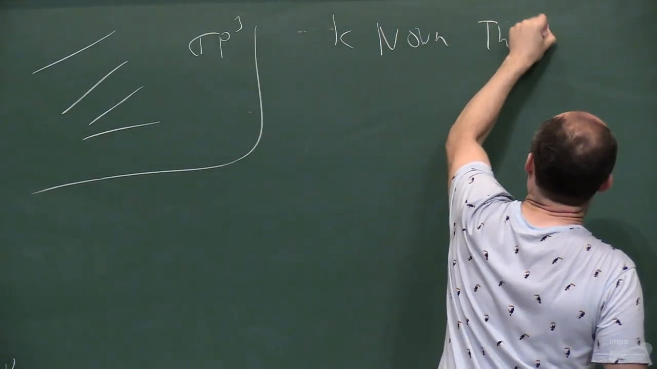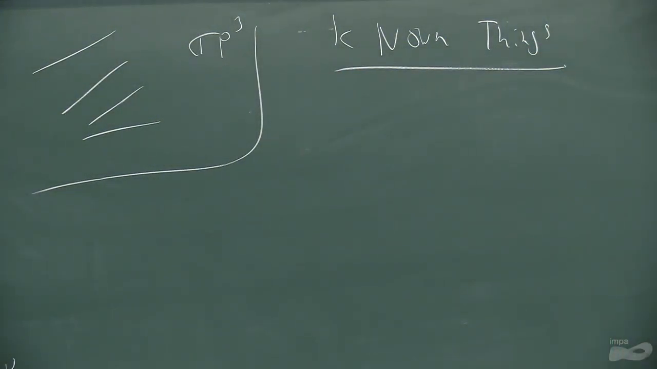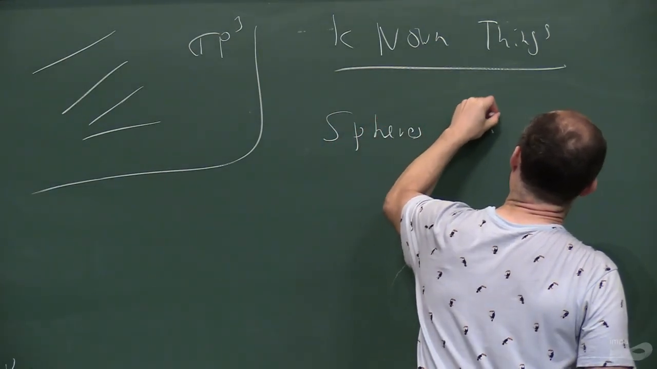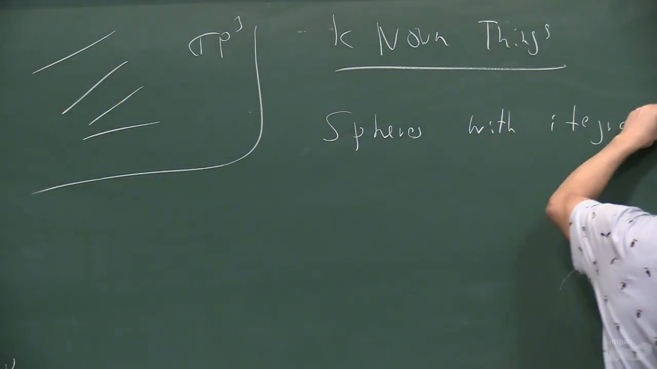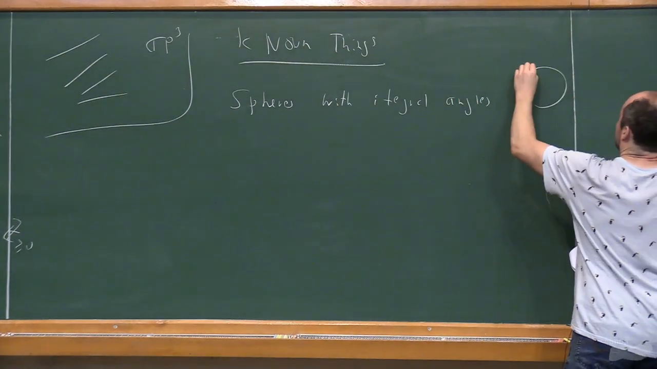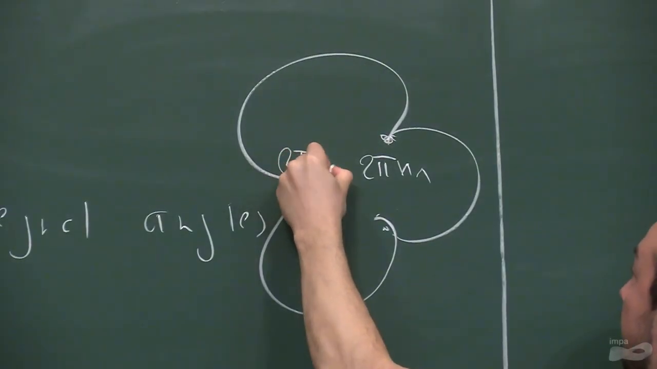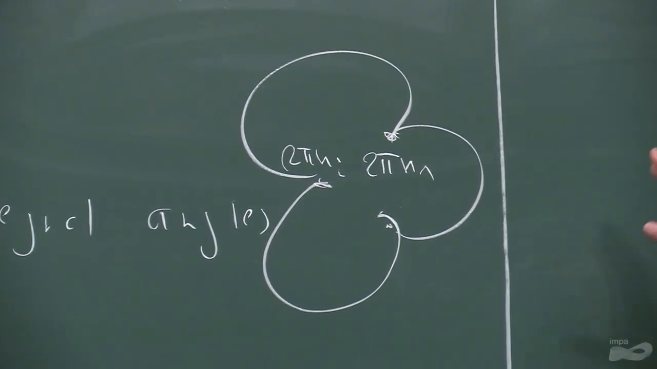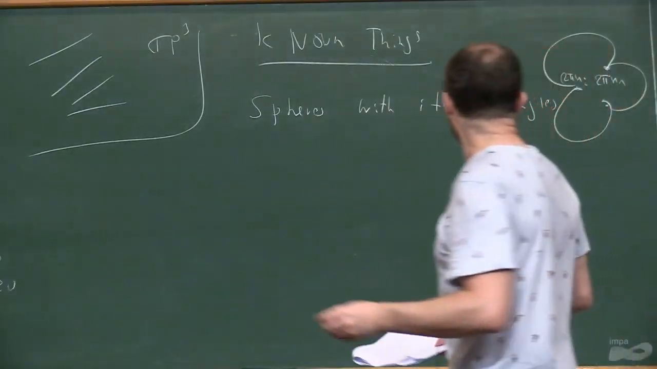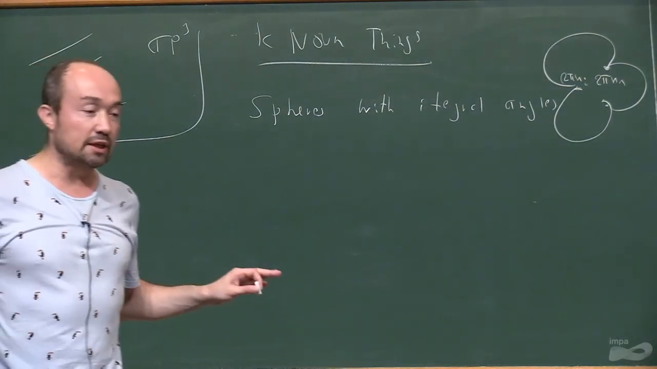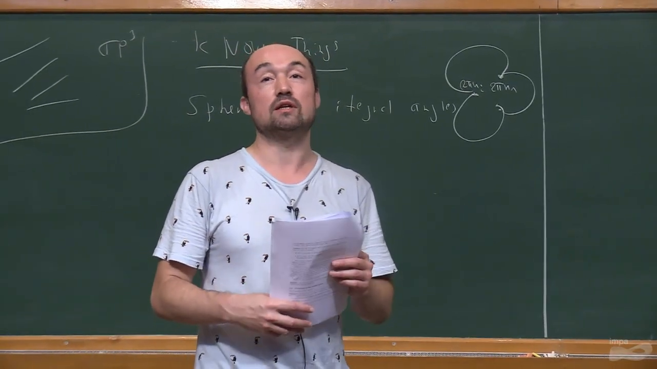Known things. First, one case that we can consider is spheres with integral angles. So basically, we consider some kind of strange sphere with a spherical metric where each angle is 2 pi n_1, etc., 2 pi n_i. I want to describe this type of objects. What is interesting is that this case of metrics is completely governed by algebraic geometry for some very simple reason.